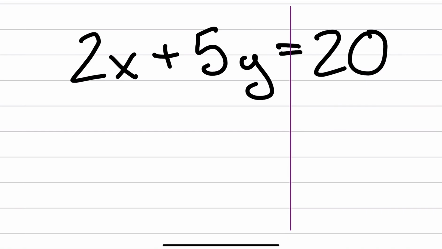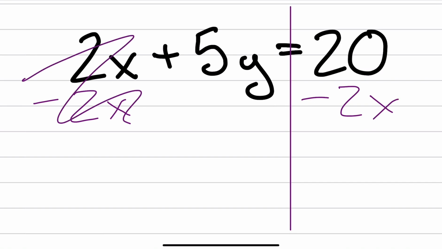So remember, the first thing you want to do is get rid of that x term. So we have a 2x here. We have a positive 2x. So what I want to do first is subtract 2x. You want to do the opposite so that you can move it over to the other side and get rid of it over here. So now we have 5y equals 20 minus 2x.